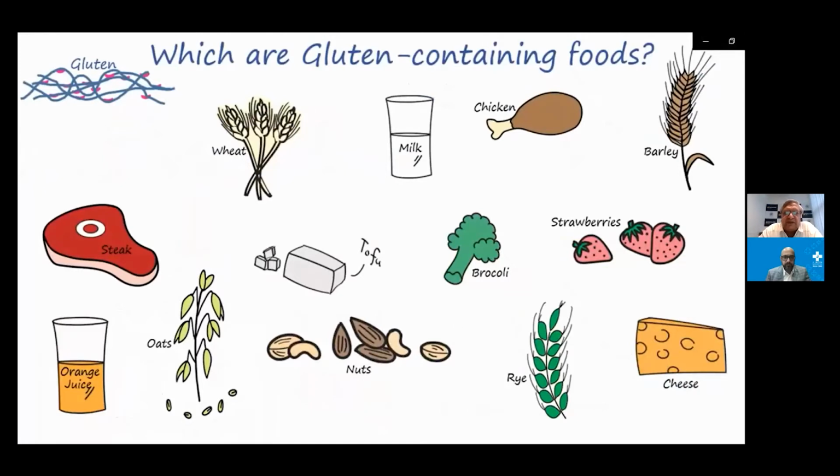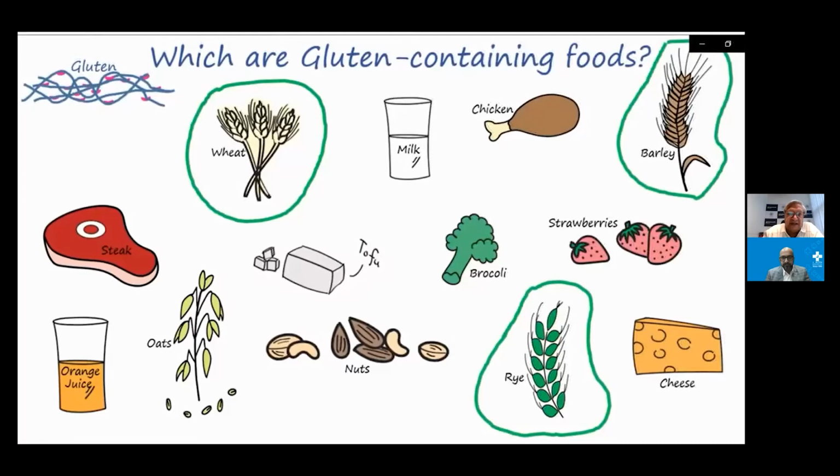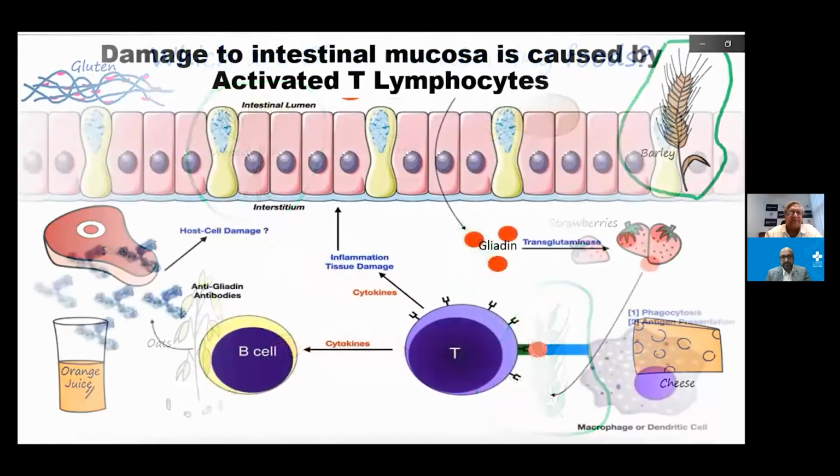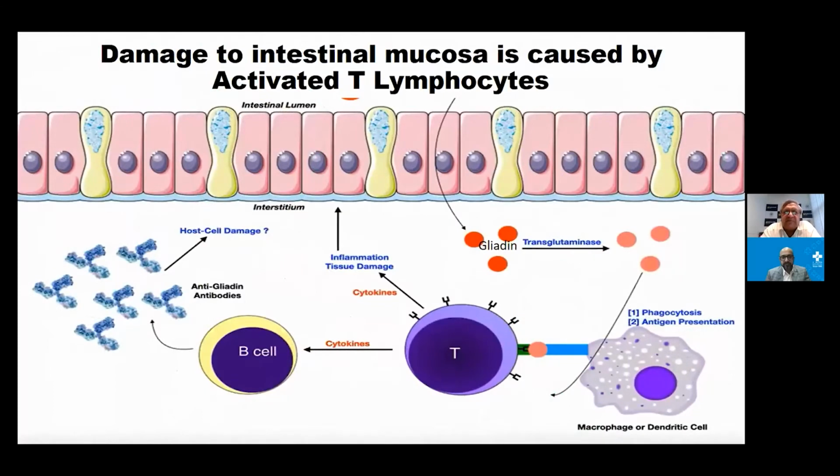So among the food that is available, which are the three food elements which contain gluten? If you chose wheat, barley, and rye, you're right. Damage to the intestine is caused by the activated T lymphocytes. And I'll explain how the process takes place. But overall, it is an immune-mediated damage which is triggered by gliadin. As I said earlier, gliadin is a portion of gluten which is particularly difficult to digest.